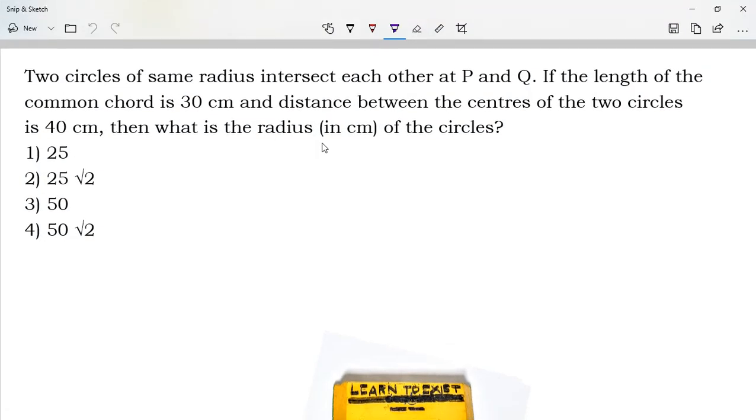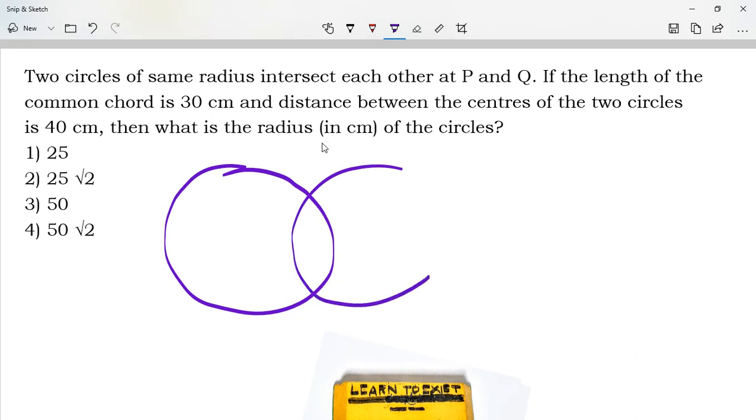Okay, we have two circles. I'm going to draw two circles. Okay, not very accurate. Okay, this is the picture given in the question. So we have two equal circles, so these two lengths should be equal and these two lengths should also be equal.